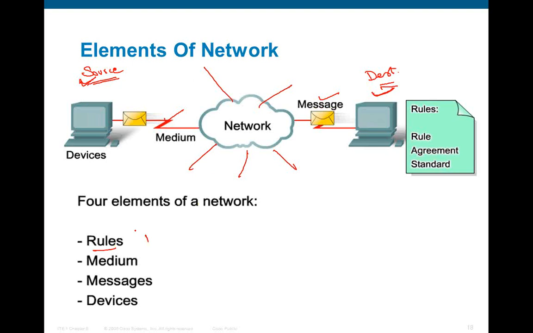So we need source, we need destination, we need rules. What is that rule called? Protocol. Rules in networking we call it as protocol. We have a lot of rules. If you want to see a web page, this is the rule, HTTP. If you want to transfer a file, this is the rule. What is that? FTP.